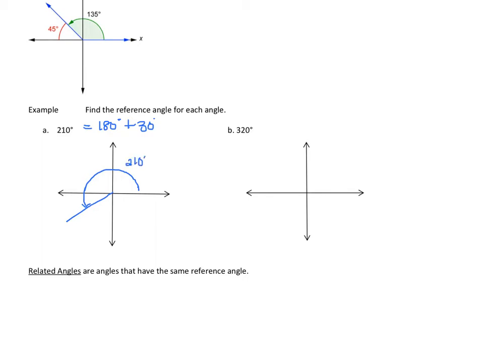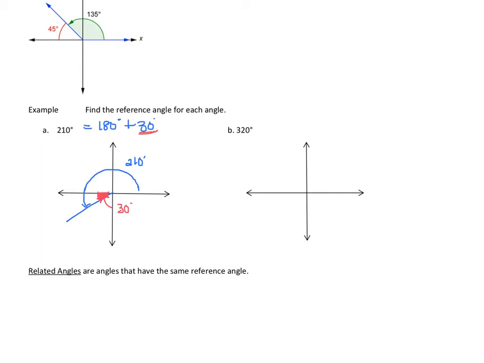And remember, the reference angle is the positive acute angle between the terminal arm and the x-axis. So that would be this angle in here, okay, is the reference angle. So the reference angle for 210 degrees is 30 degrees. Remember, it was 30 degrees we had to add on to 180 to get to 210 degrees. So 30 degrees is the reference angle then for 210.